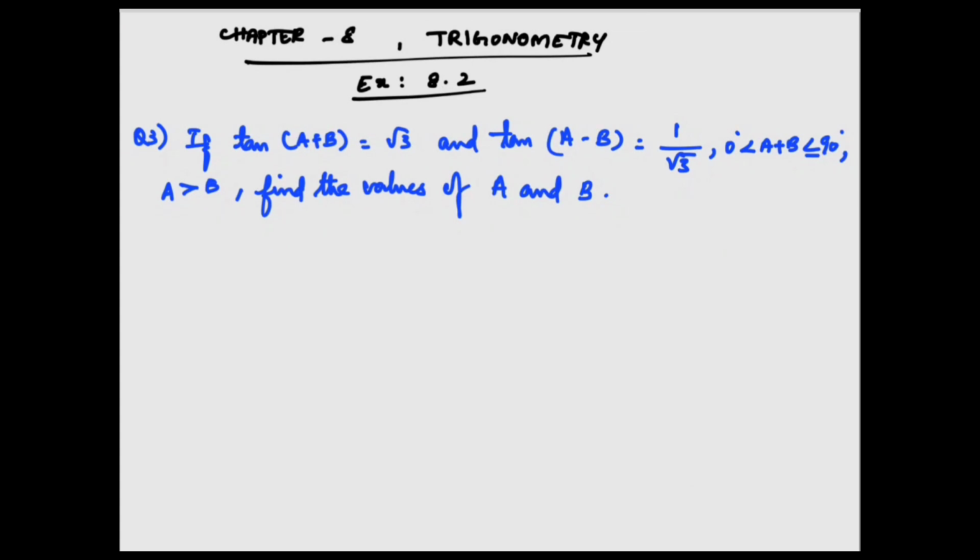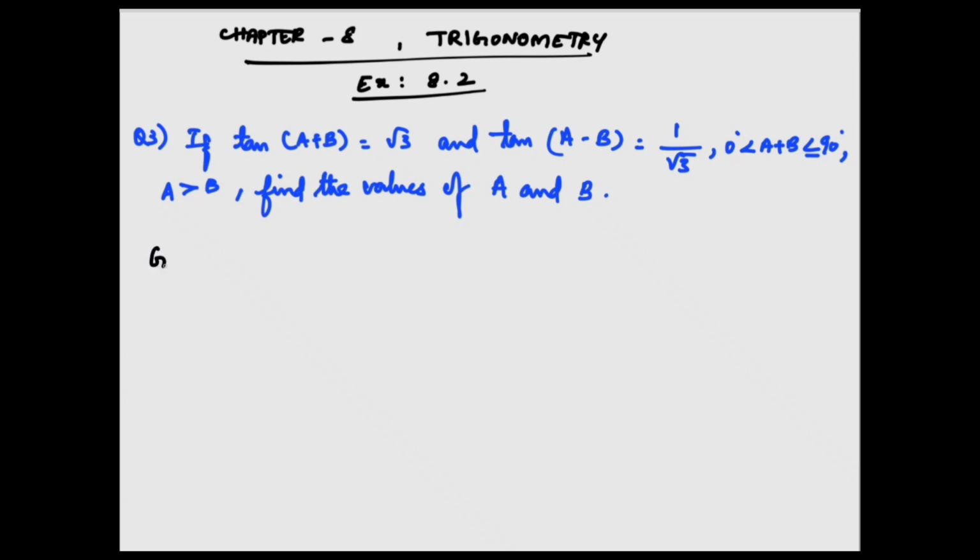Hello friends, in this video we will see question 3 of exercise 8.2, chapter 8, trigonometry. The question says: if tan(A + B) is equal to root 3 and tan(A - B) is equal to 1 by root 3, where 0 degree is less than A + B, less than or equal to 90 degree, and angle A is more than angle B, find the values of A and B.